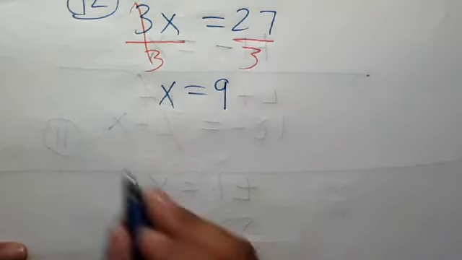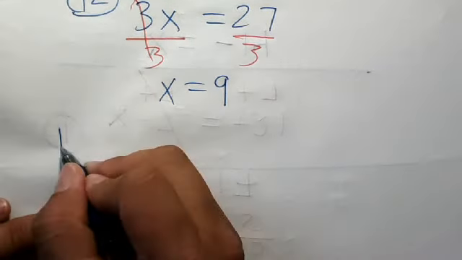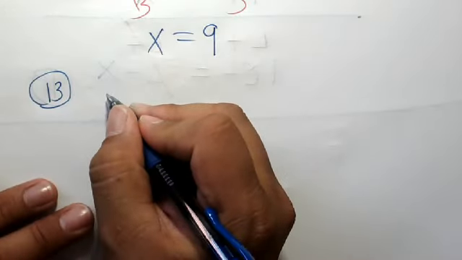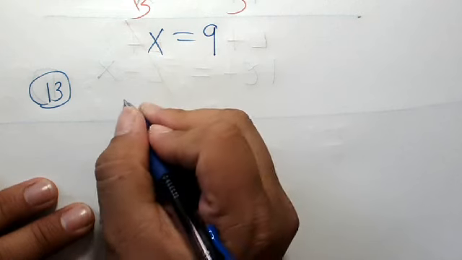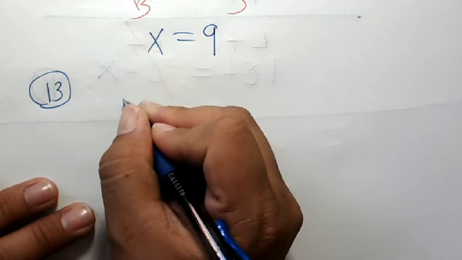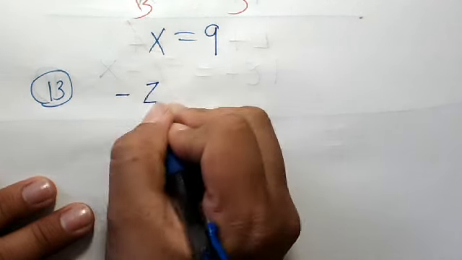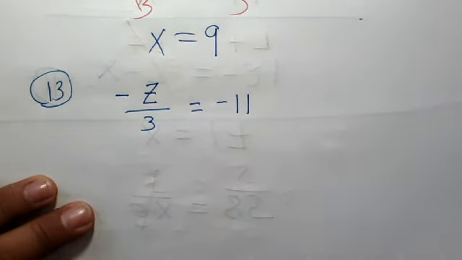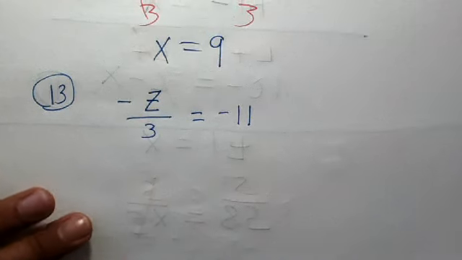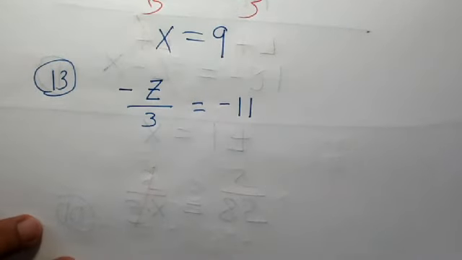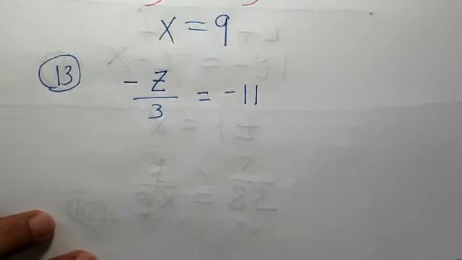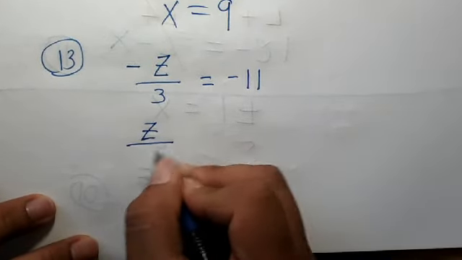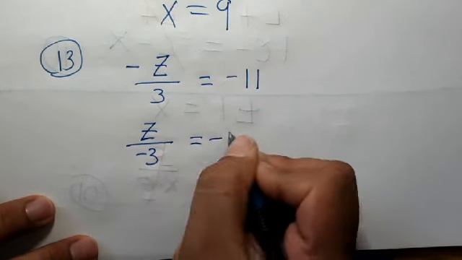On 13, I know it looks a little, well, not complicated, but maybe there's some ambiguity there, but that's a z. It's not 2/3. That's negative z over 3 equals negative 11. What I would do is move the negative down, so you have z over negative 3 equals negative 11.